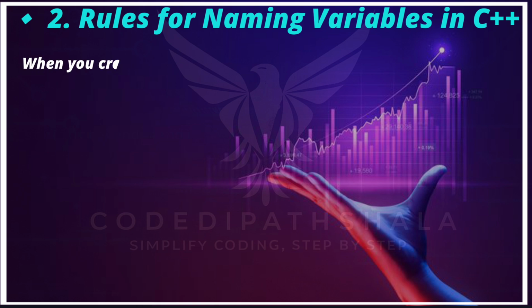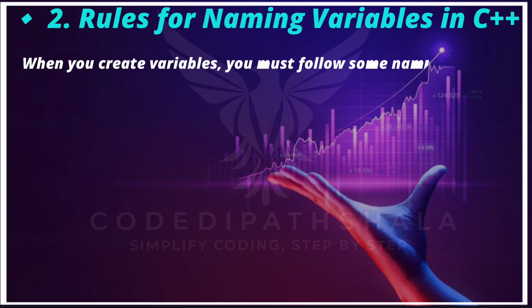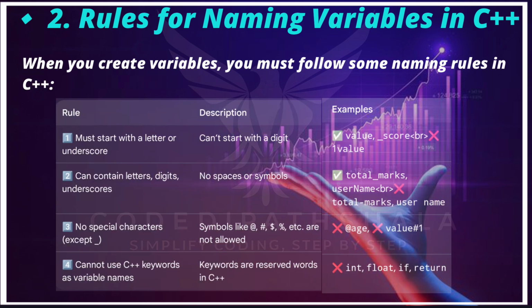2. Rules for naming variables in C++. When you create variables, you must follow some naming rules in C++. Rule, description, examples. Must start with a letter or underscore, can't start with a digit. Examples: value_1. Can contain letters, digits, underscores, no spaces or symbols. Examples: total_marks, username.